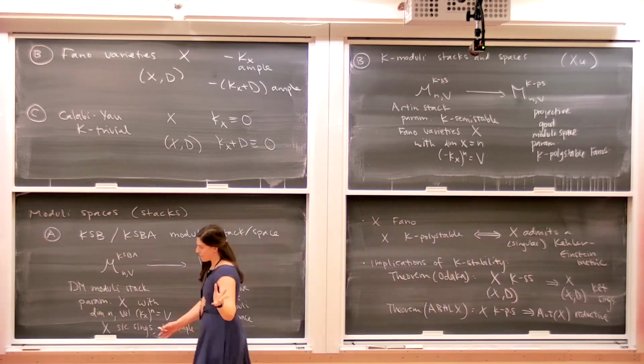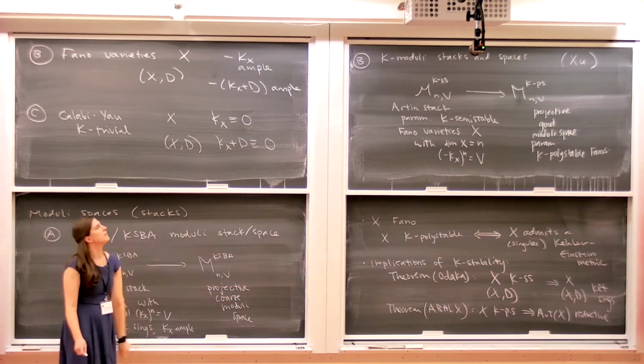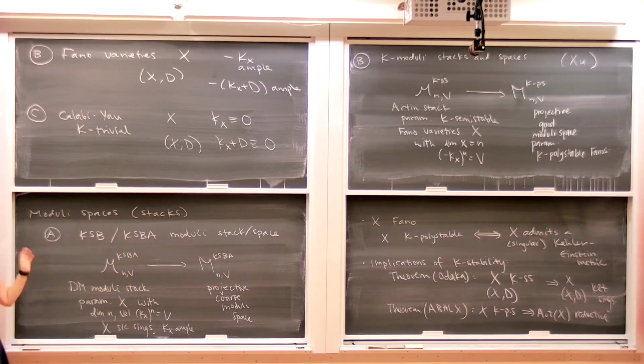But as I said, I would come back to the word coarse here. The word good is there. Good is worse. This is not a bijection on points.